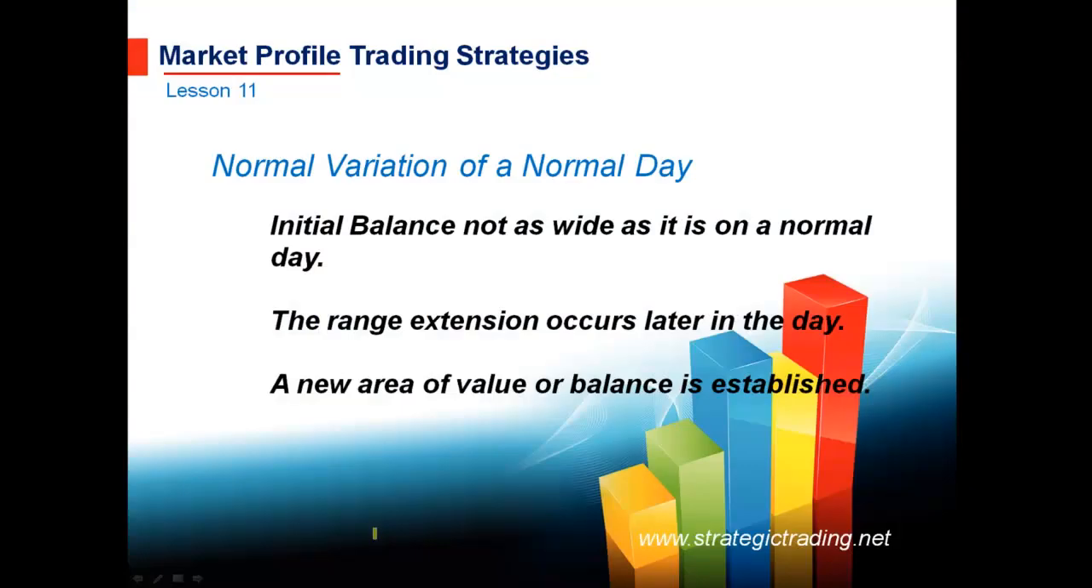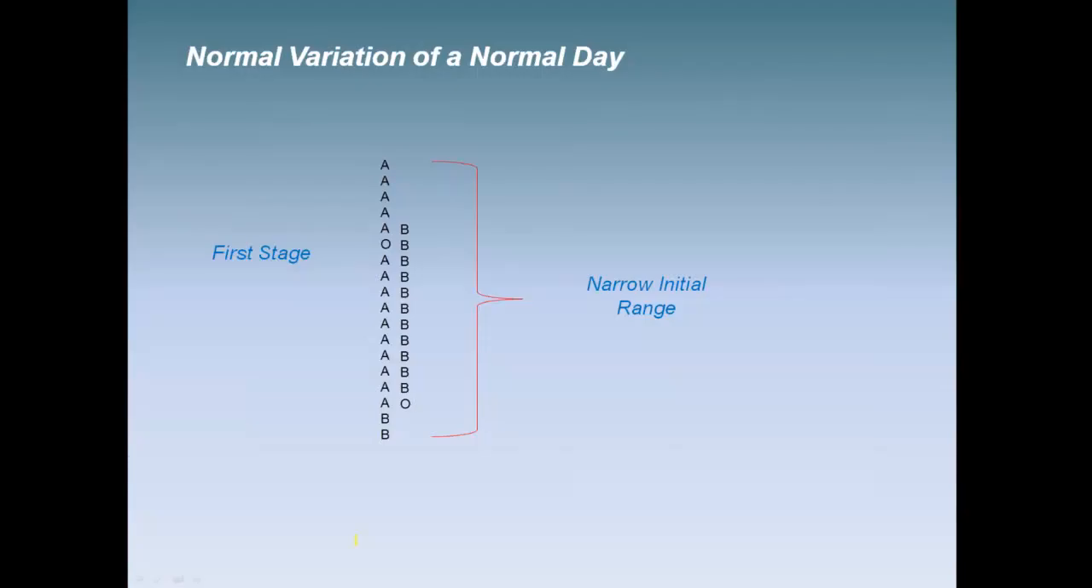Now, let's take a look at what we call a normal variation of a normal day. And really, the biggest variation is the initial balance is not as wide as it is on a normal day. So that's the first thing that you're going to observe. And what happens, though, is the range extension occurs later in the day. So we do have a little bit of a range extension in the day, but it occurs a little bit later, not in the initial balance, and a new area of value or balance is established after we get this extension. So here's what happens.